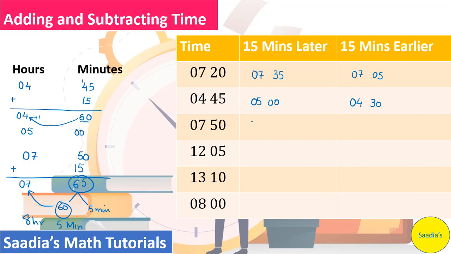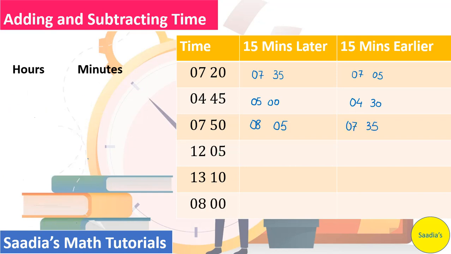So we write it as 0805. And what will be the time 15 minutes earlier? We simply need to subtract 15 from 50. We cannot subtract a 5 from 0, so we need to borrow. 10 minus 5 is 5. 4 minus 1 is 3. So we have 7:35. So the next one is 12 hours and 5 minutes.